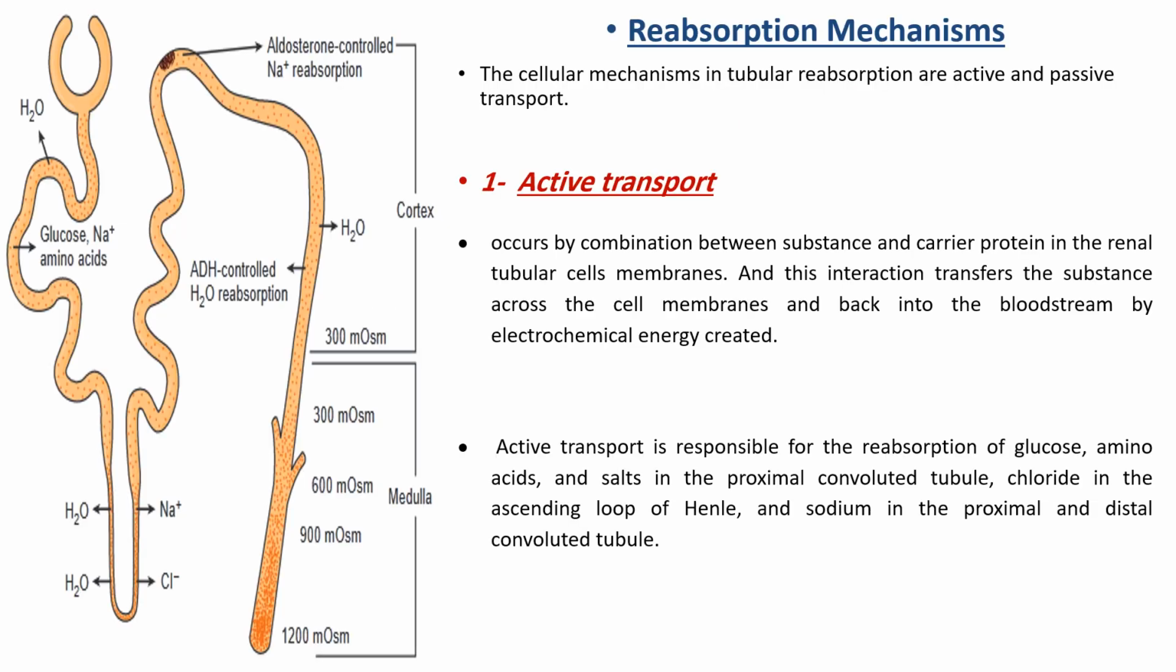Reabsorption mechanisms. The cellular mechanisms in tubular reabsorption are active and passive transport. Firstly, active transport occurs by combination between the substance and a carrier protein in the renal tubular cell membrane. This interaction transfers the substance across the cell membrane and back into the bloodstream by electrochemical energy. Active transport is responsible for reabsorption of glucose, amino acids, and salts in the proximal convoluted tubule, chloride in the ascending loop of Henle, and sodium in the proximal and distal convoluted tubules.